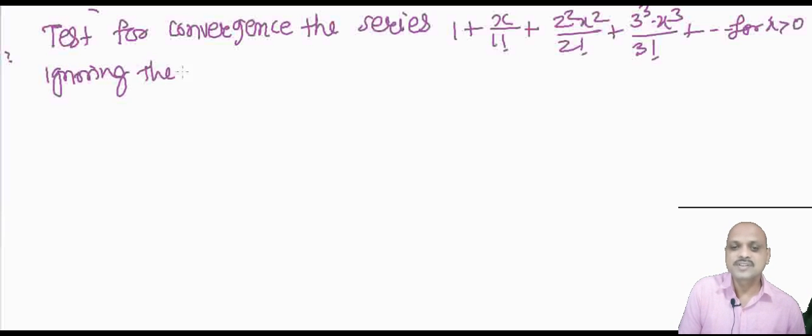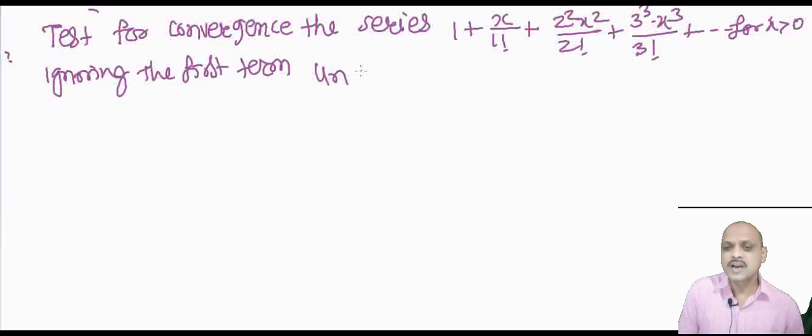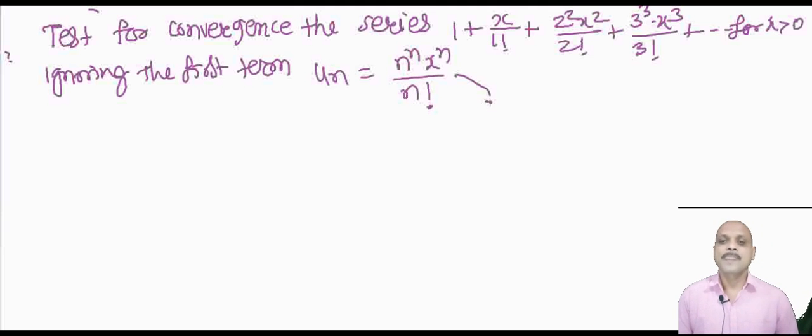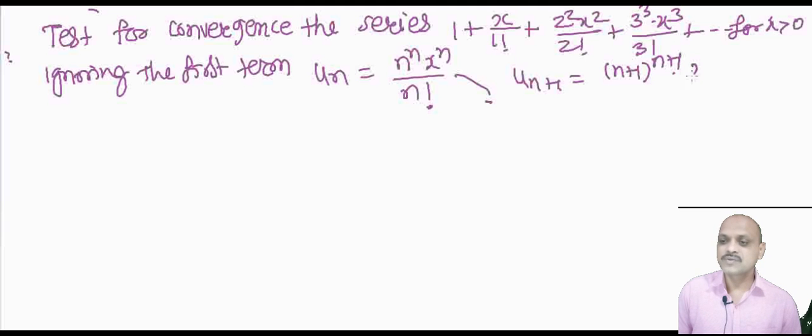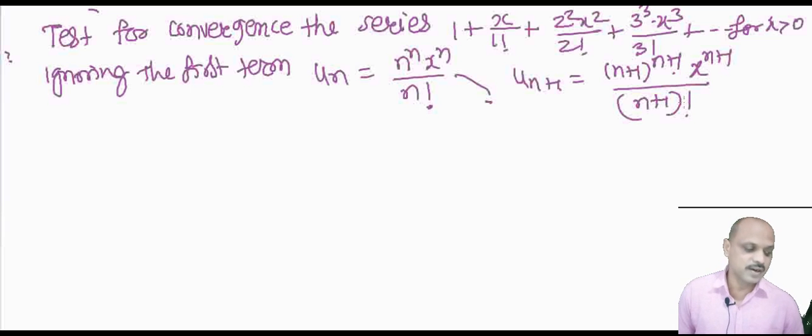Ignoring the first term, as there are infinite terms, we will ignore it. We have u_n equal to n raised to n into x raised to n divided by n factorial. Now, u_(n+1) equal to (n+1) raised to (n+1) into x raised to (n+1) divided by (n+1) factorial.